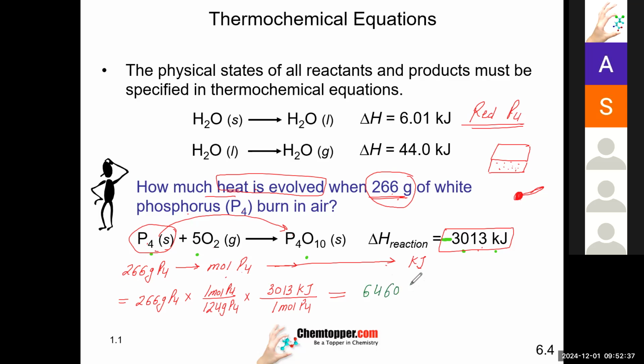6460. And if you are not placing minus here, then please write down evolved. You have to indicate in your answer that it is exo or endo. If you are not placing minus here, then write evolved. If you are placing minus here, that's fine. There is no need of writing evolved, right? So either you indicate that this is exothermic by a minus sign, or you write heat released or evolved, just to indicate that it is exothermic.